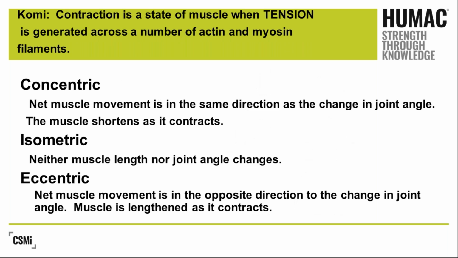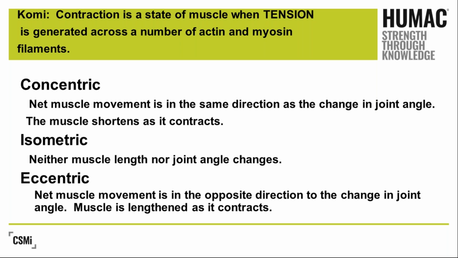So really what a contraction is, and Komi, who's a physiologist out of Finland, really says contraction is a state of muscle when tension is generated across a number of actin and myosin filaments. So a concentric contraction is when the net muscle movement is in the same direction as the change in joint angle and the muscle shortens. The other way that we can do a contraction is isometrically. That's when neither muscle length nor joint angle changes. Or we can do an eccentric mode. It's when the net muscle movement is in the opposite direction to the change in joint angle and the muscle is lengthened.